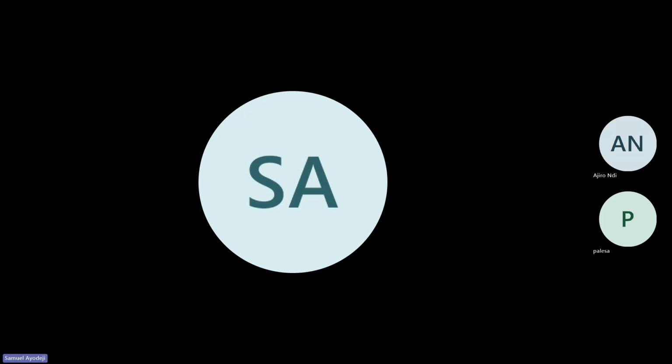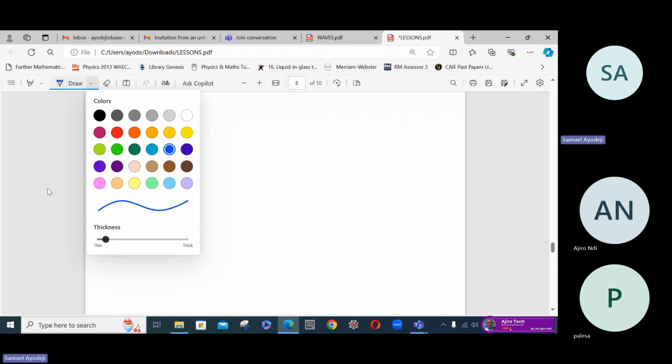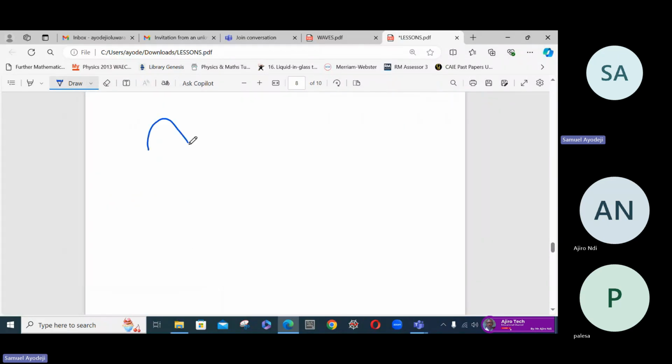First of all, there's something called waves being in phase and waves being out of phase. So you have to know what is called being in phase. For instance, let's say you have a wave of this form, with another wave. This is wave A and wave B.